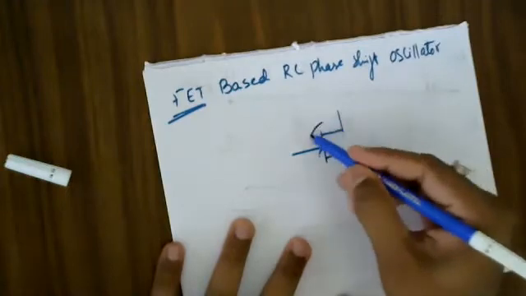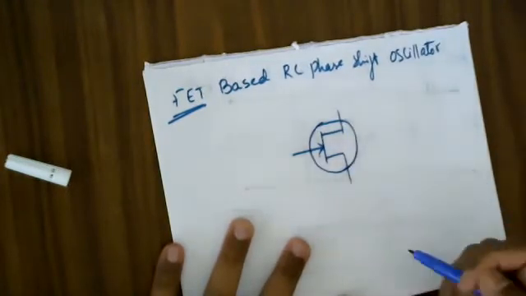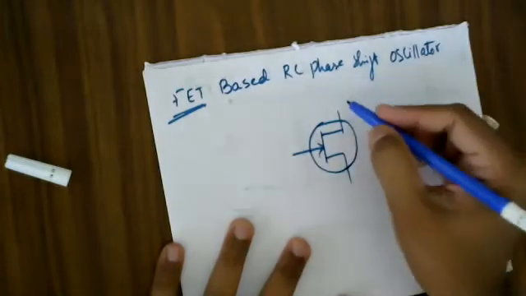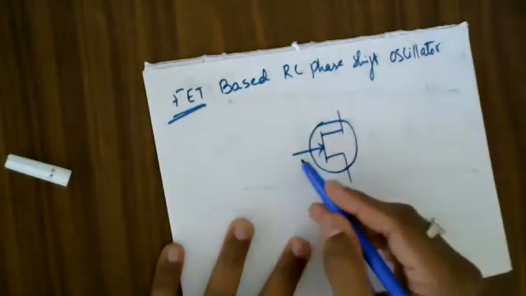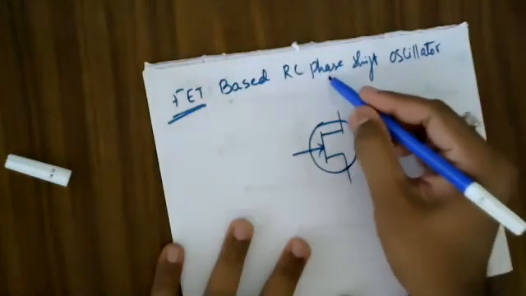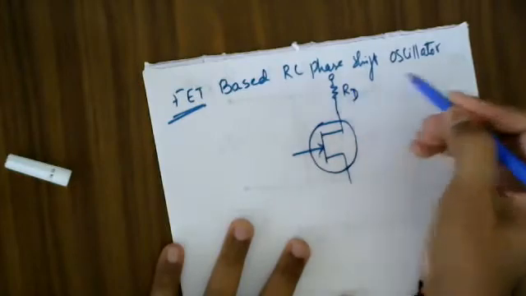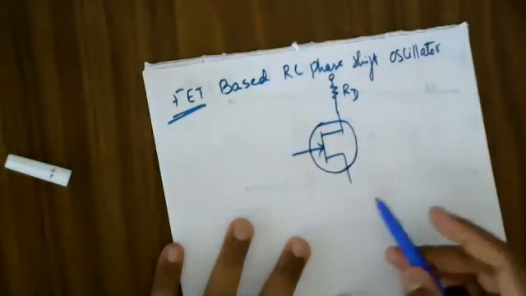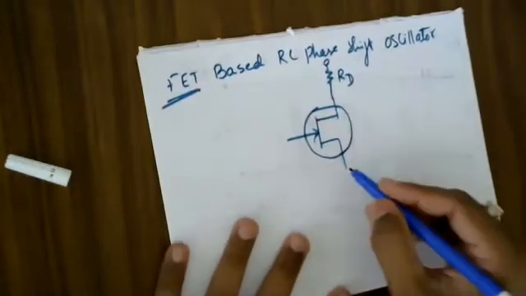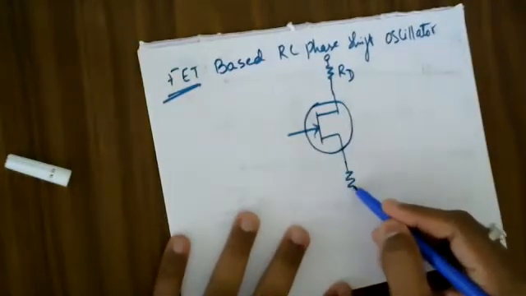Now I'll be having this component. Then I can say that this is my drain, the gate, and the source. For this drain, I'm biasing it with the help of a drain resistance, RD. The source terminal will be connected to ground via the source resistance, RS.